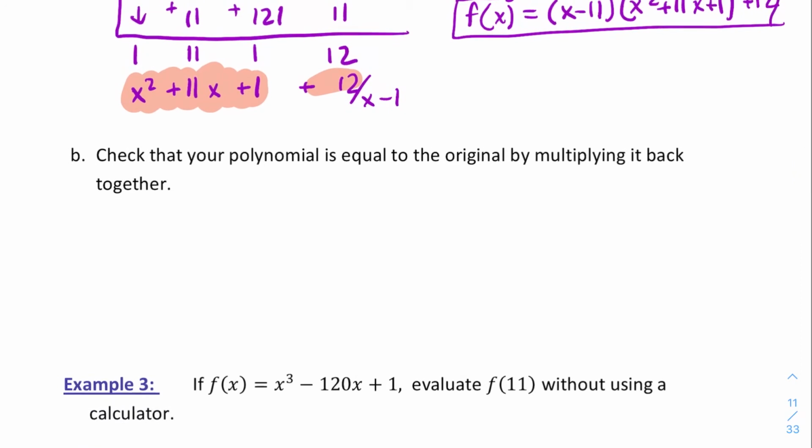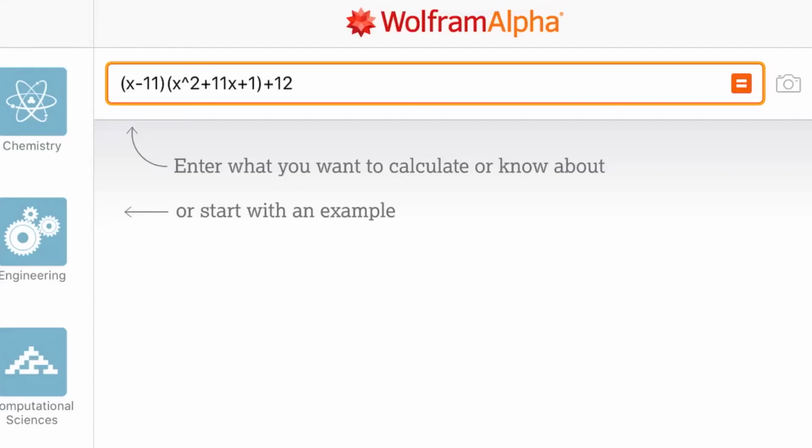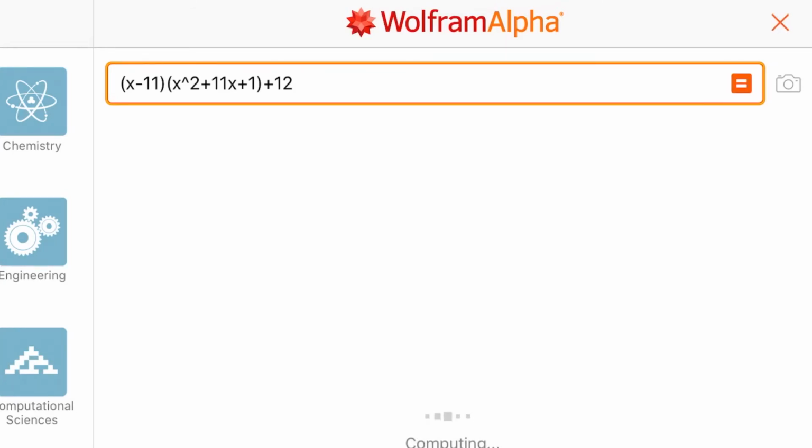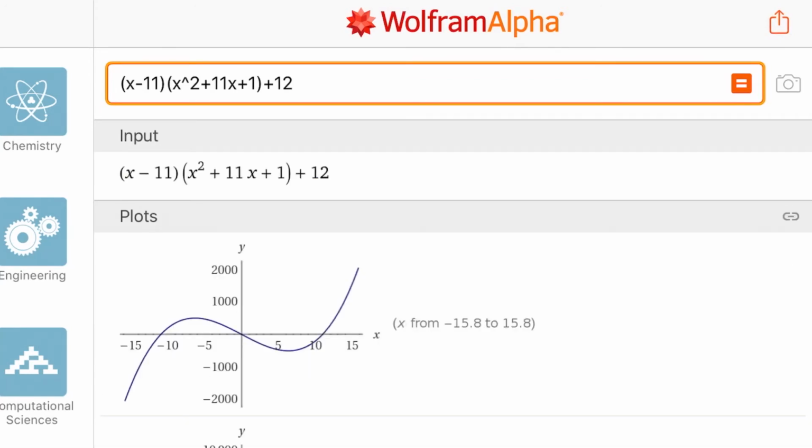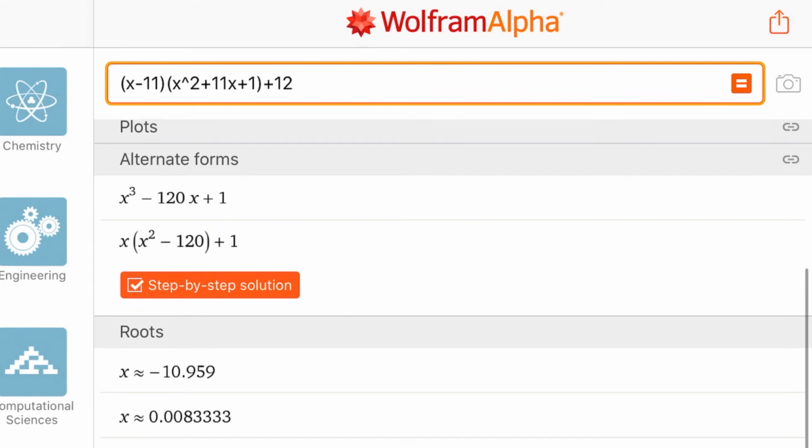I could check that my polynomial is equal to my original by multiplying it back together. I'm going to be cheap here and just type this into an app and show you that if you multiply that together, let me scroll down here, you do get our original polynomial, our x cubed minus 120x plus 1.